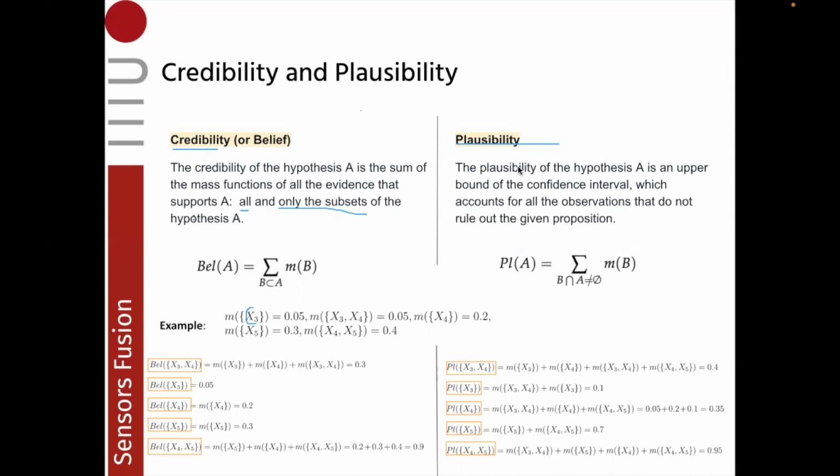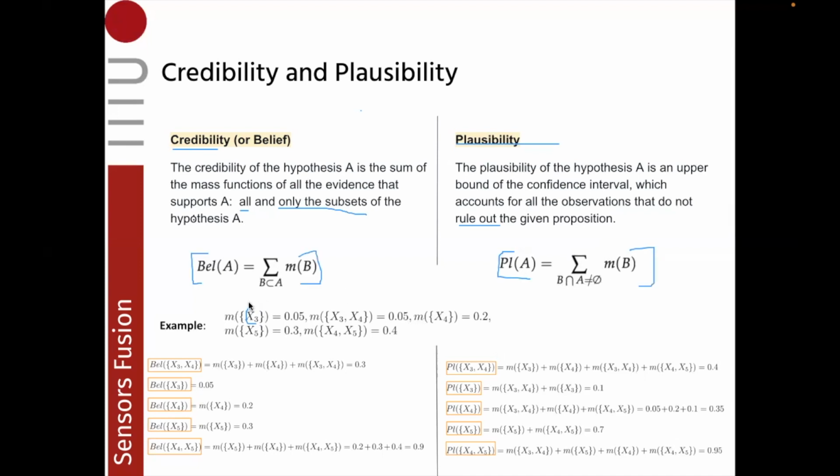Plausibility instead is a kind of upper bound of the confidence interval and represents all the observations that do not rule out a given proposition, the given hypothesis. So basically all the subsets whose intersection set is different from the void set.